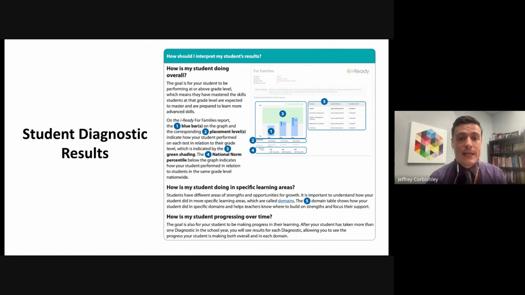Now, for the fall diagnostic, there is only going to be a single blue bar. As a student takes the winter and spring diagnostics, additional bars will show. So in this example, you'll notice that this represents 3 different diagnostics given in fall, winter, and spring. That's why there are 3 blue bars. What this will allow you to do is to track growth over time, both in comparison to how they performed on their last diagnostic and how they're meeting the grade level standards represented within the green shading. The other thing to note in this graphic is there are specific placement levels and domains, which we will describe in more detail on the next slide.